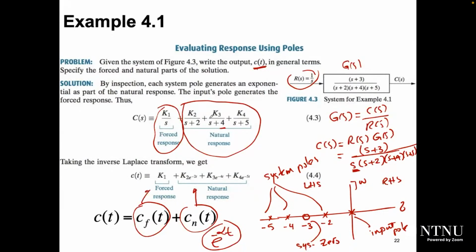For example, if we need to find K1, multiply here by S and set S equal to 0. So in fact, K1 equals 3 divided by 2 multiplied by 4 multiplied by 5. 2 multiplied by 4 is 8. So it will be 3 divided by 40, right? And you can get K2, K3, K4 in the same way.